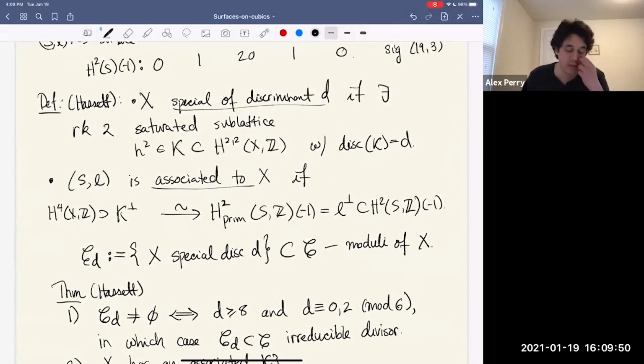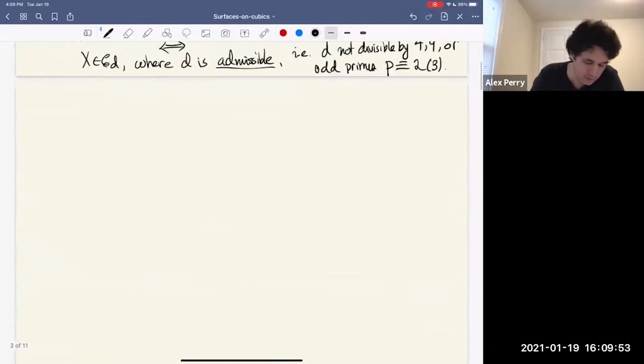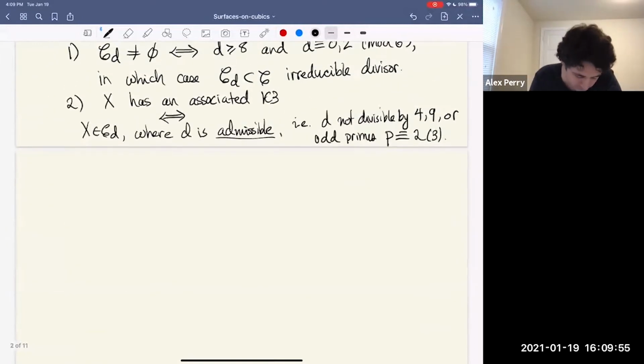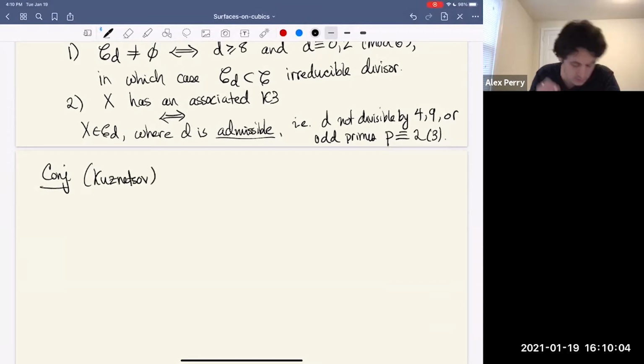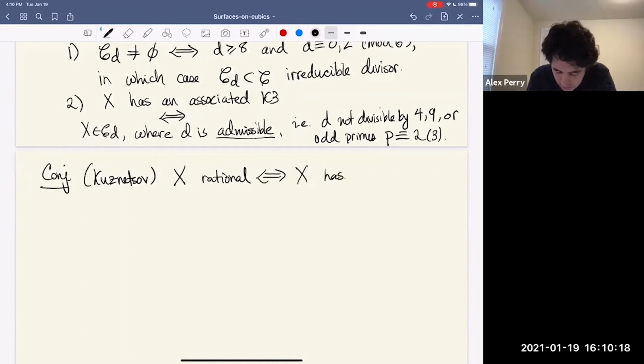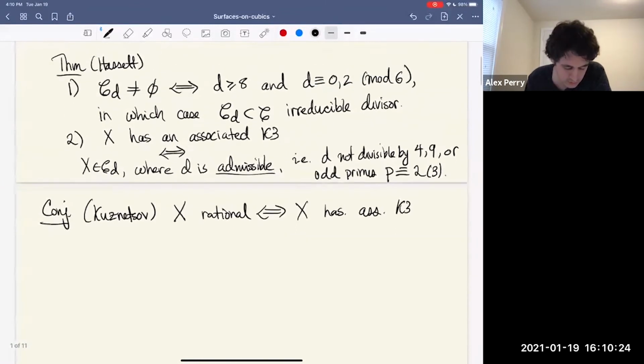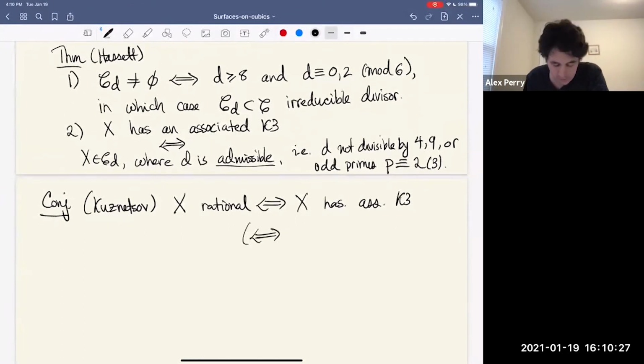let me now say something about the conjectural relation to rationality. So here's the conjecture. I'm going to attribute this conjecture to Sasha Kuznetsov. This isn't exactly the way he formulated it, but it turns out to be equivalent. And the conjecture is that X is rational. This cubic fourfold is rational if and only if X has an associated K3 surface. And according to this theorem, which I just explained, that's of course also equivalent to X being inside of CD, where D is admissible.